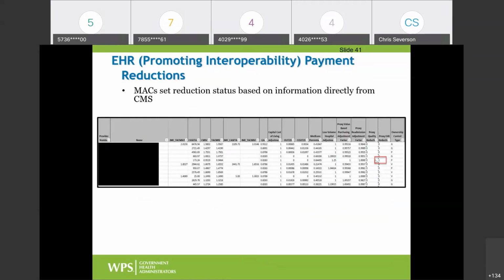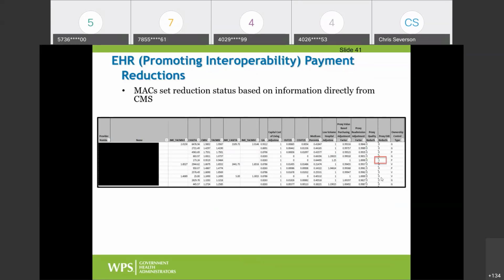Here's an excerpt of the current tables from the final rule on the CMS website. And this just shows you, in one of the last columns, the proxy EHR reduction. In this case, this one provider happened to have a 1 there. Again, there are about 130, something like that, that were included in this. So if you're there on the 10-1 rule, then you will be subject to the EHR reduction.